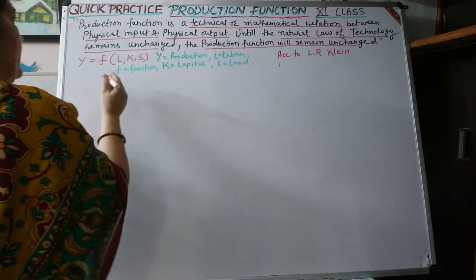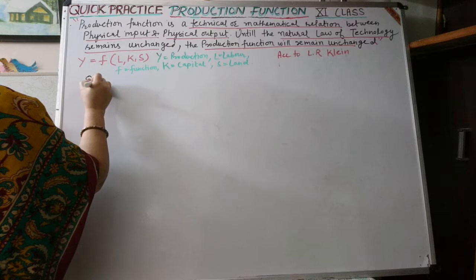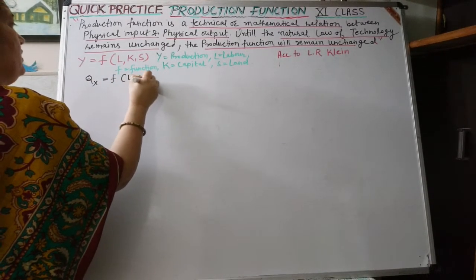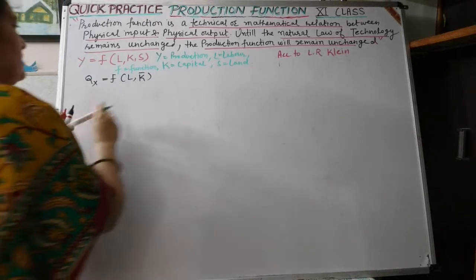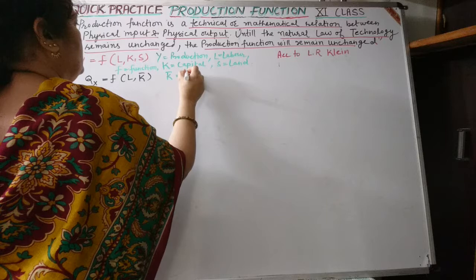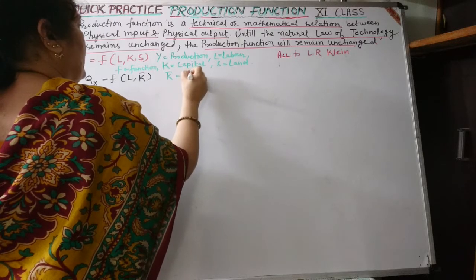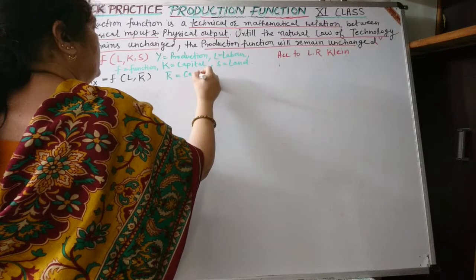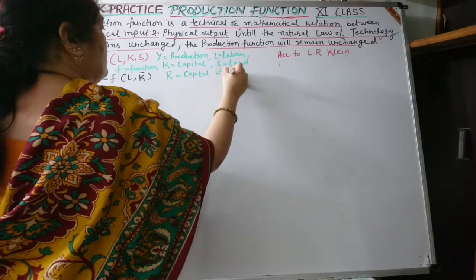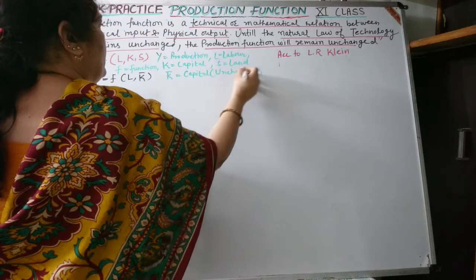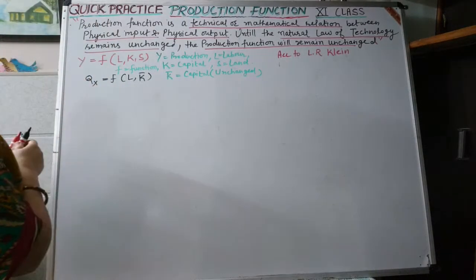We can also write it as production of X commodity is a function of L and K bar. Here K bar stands for capital, which is unchanged. That is not a variable factor. Capital is not a variable factor.